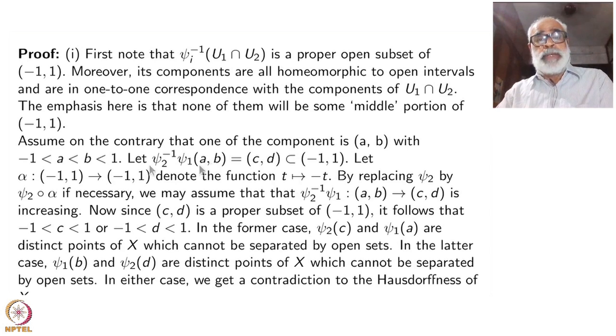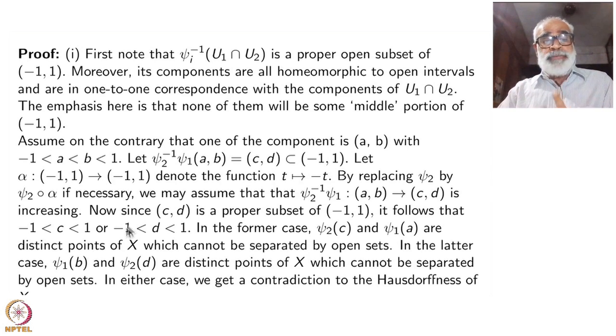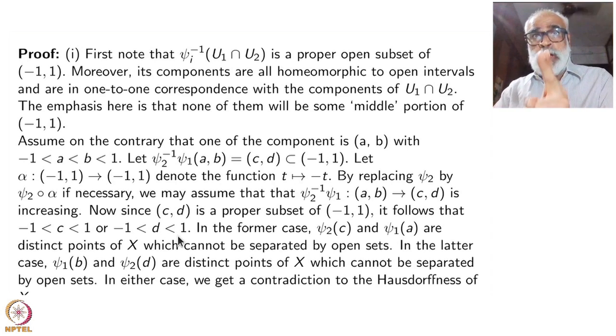I am not assuming anything on AB. AB is assumed to be bad here. What can CD be? There are only two possibilities. Alright. So I am using that fact now here, that CD is not the whole of minus 1 to 1. So one of them, at least C or D, must be strictly inside the interval. And that is going to cause us a problem.